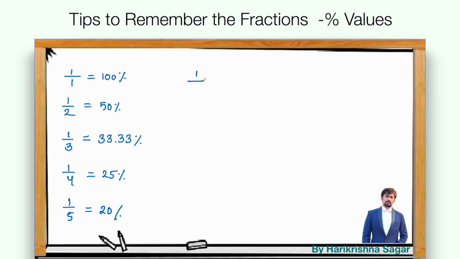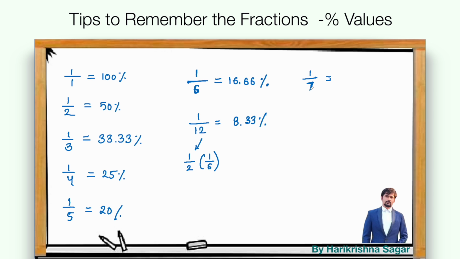So 1 by 6 is 16.66 percentage, and 1 by 12 is exactly half of 1 by 6. So we can write 1 by 12 as half of 1 by 6. That means 1 by 6 we know is 16.66 percentage. So 1 by 12 will be, half of 16 is 8, half of 66 is 33. So 1 by 12 will be 8.33 percentage. And 1 by 7, 1 by 7.